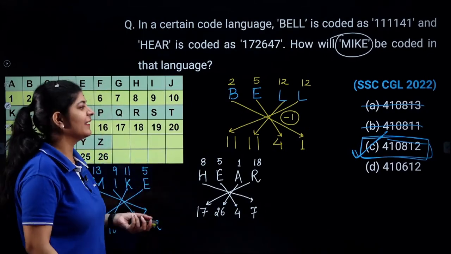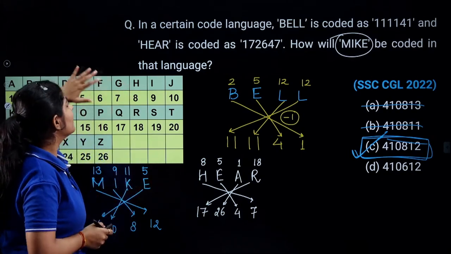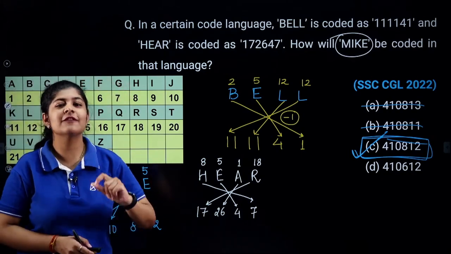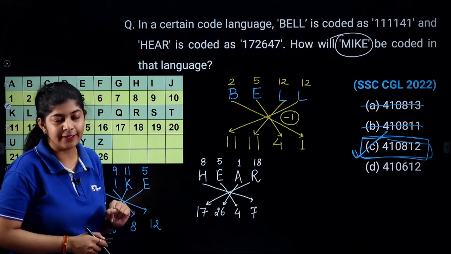Is it clear? This is a very simple type of question. All we need to do is, if we remember all the associated numbers with these alphabets, we can easily determine the hidden pattern over here.